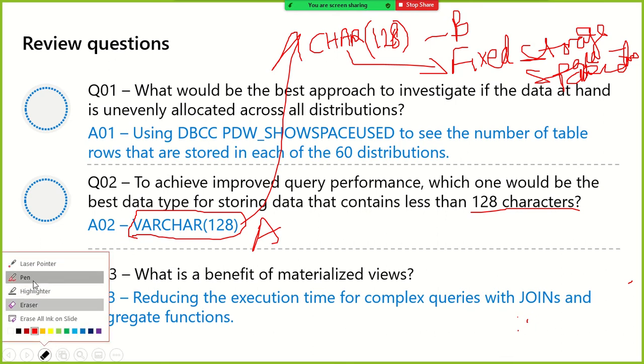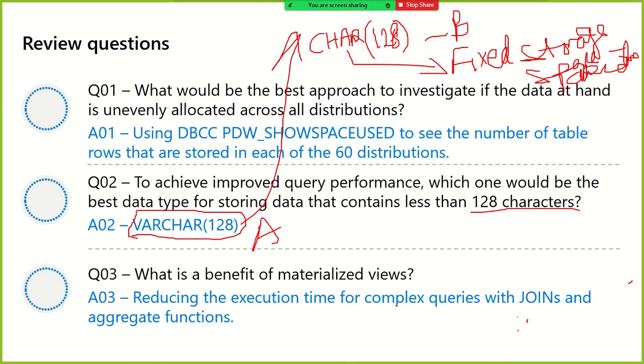So for you to reduce the time it takes to execute complex query, you need to use materialized view. A materialized view is the results, or a saved results of a query on multiple columns, which has join condition and also aggregate functions.